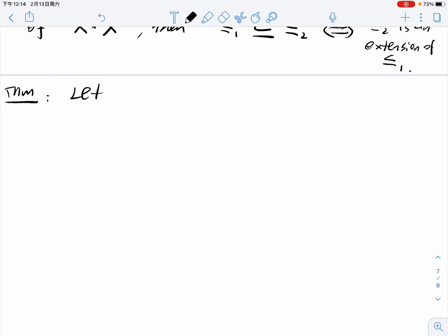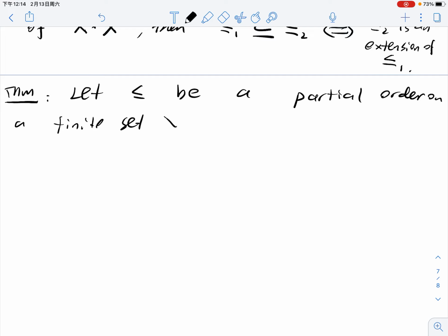Okay, and the theorem is: let less than or equal to be a partial order on a finite set. Oh, this is important. If it's not finite, that will be complicated. You need to use some ZFC axioms which cannot be proved.